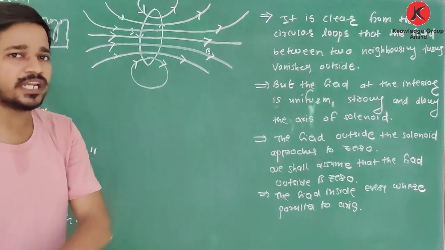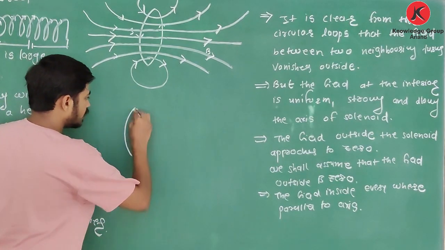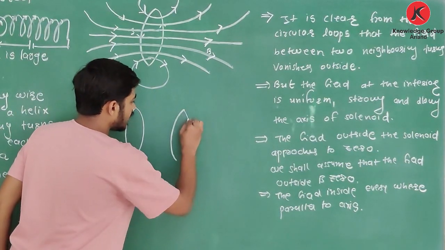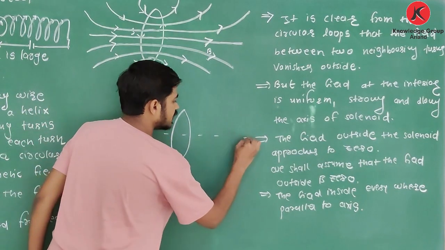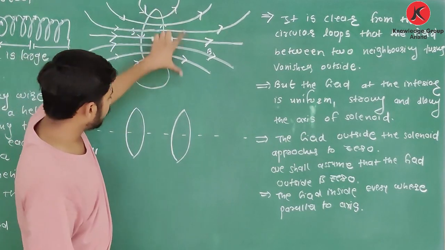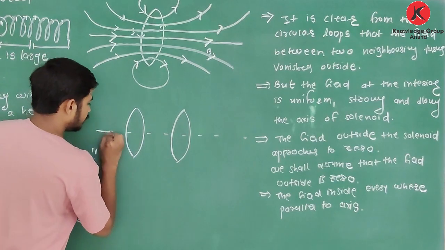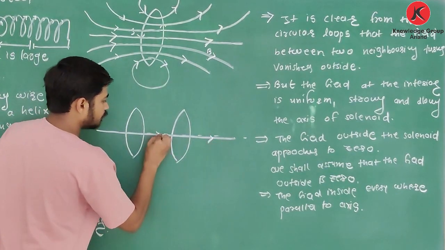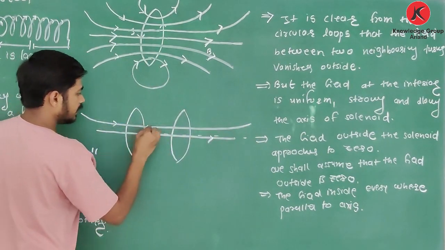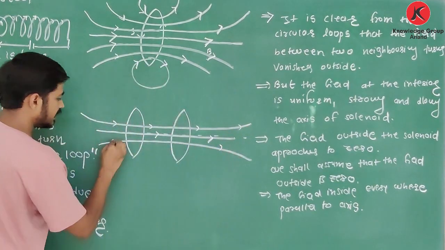If I take two rings near to each other, having the same axis, then see the magnetic field lines due to each. When they overlap, what happens? In this region, the magnetic field lines will be like this.